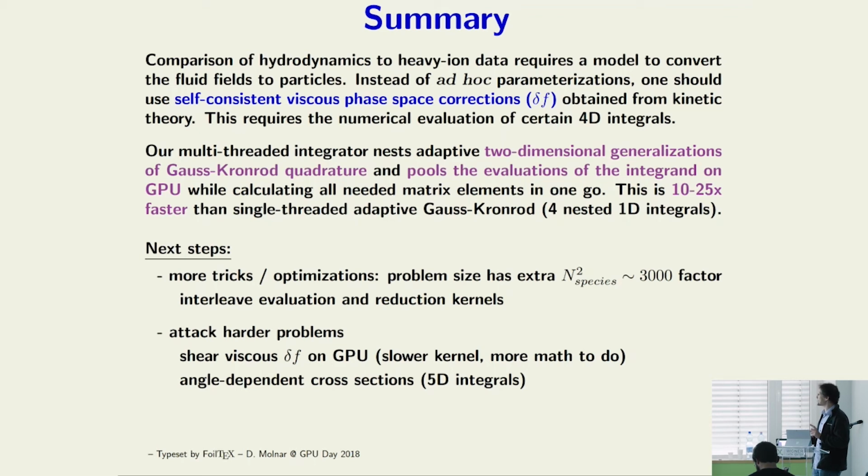This probably requires some games with how much you evaluate and how much you do the reduction of the kernels, because I might run out of the RAM on the GPU if I don't do this the right way. And of course, I can attack harder problems because now I'm faster than on a cluster. I can compute shear viscous data. So it's a slower kernel, but it's easy to do. Or the nice thing is I could do 5D integrals now, potentially, and then I could do angle-dependent cross-sections.